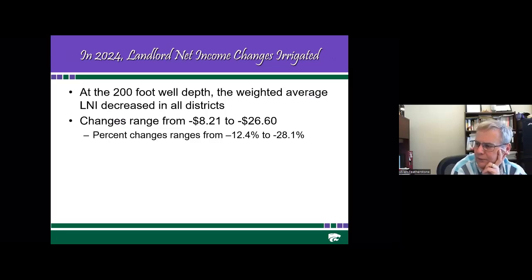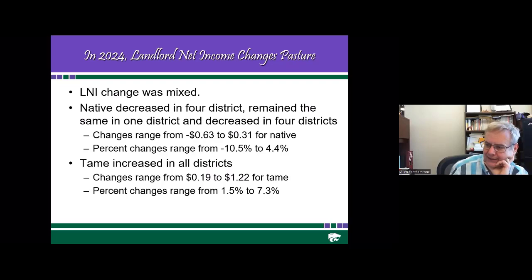In terms of 2024, if we look at the irrigated, I use a 200-foot well depth simply because it's more consistent. Obviously in some regions 200 feet is shallow. In other cases 200 feet is a deep well. But again, on irrigated land, essentially everything is going down. The changes range from -821 to -2660, and on a percentage basis, that was 12.4 to 28.1%.